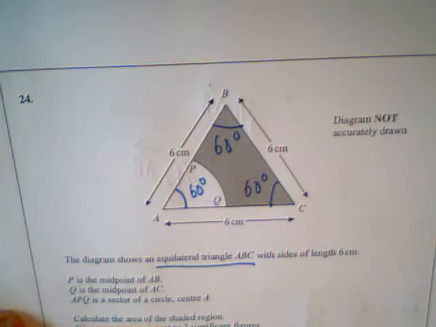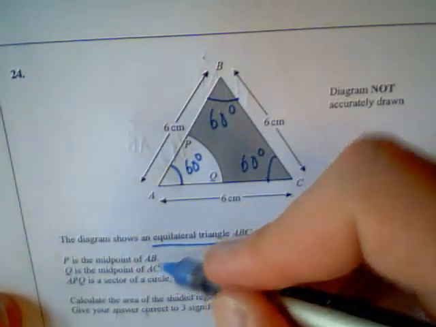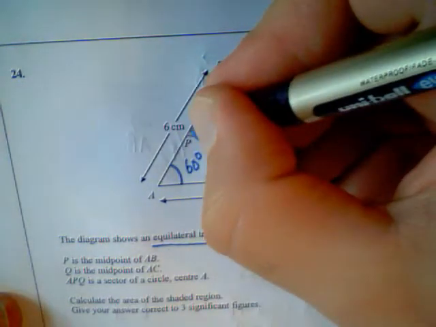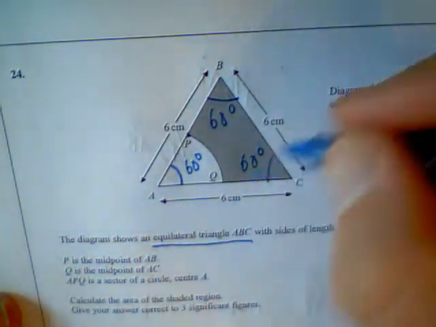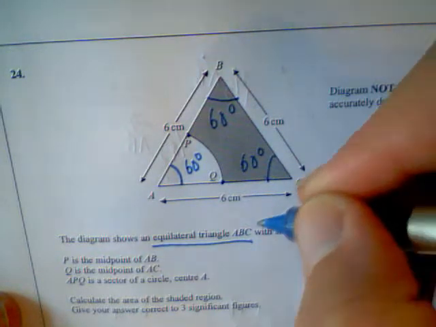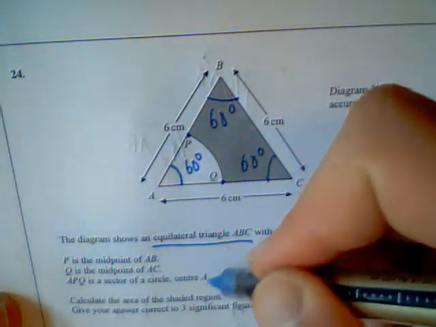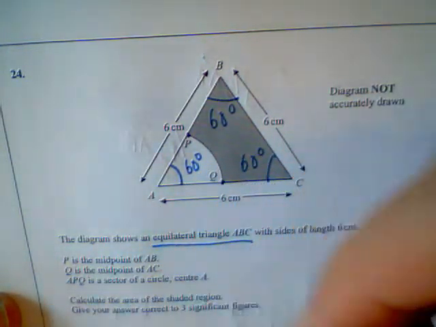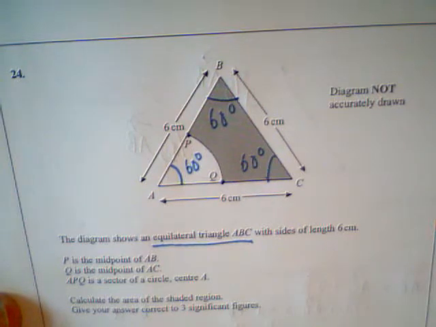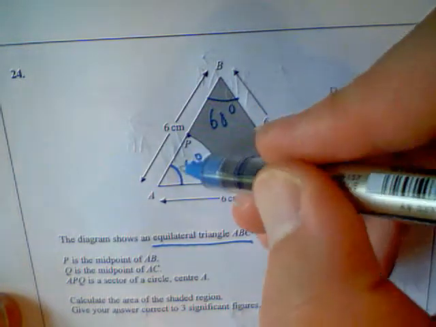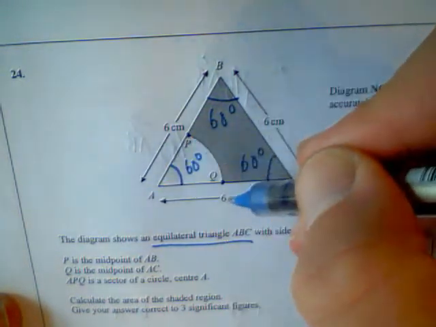to 180. And then it says, P is the midpoint of AB here, Q is the midpoint of AC here, and then APQ is a sector, and it says calculate the area of the shaded region. Okay, and then it says give your answer to 3 significant figures. So how are we going to go about doing this? Okay, let's try and concentrate on finding APQ first.